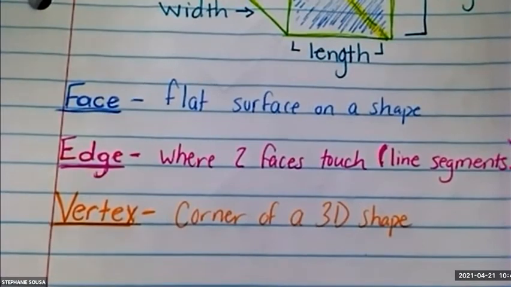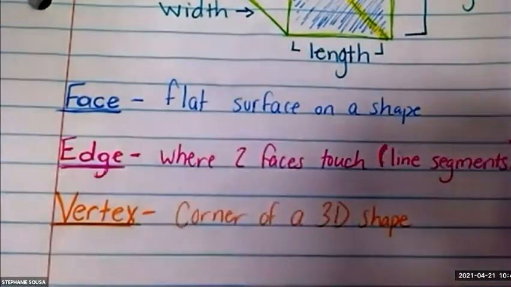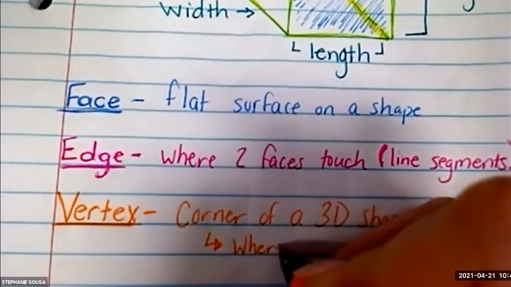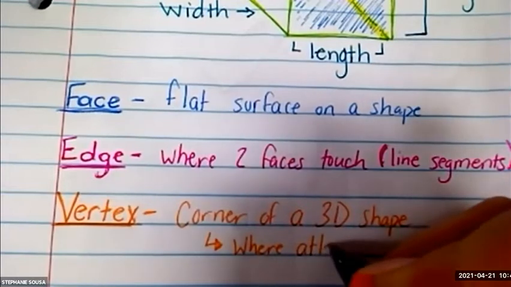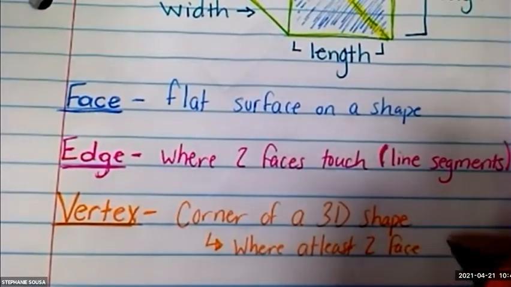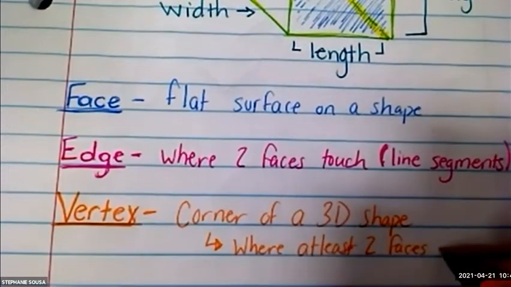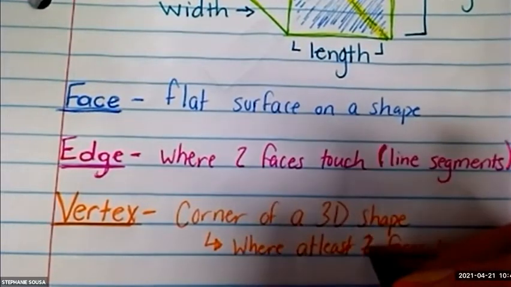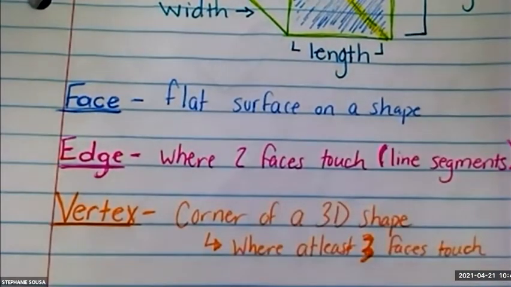Corner is the longer definition that we will write because a corner is also where at least 2 faces touch. You know what? That was a lie. That's 3. It's where at least 3 faces touch.